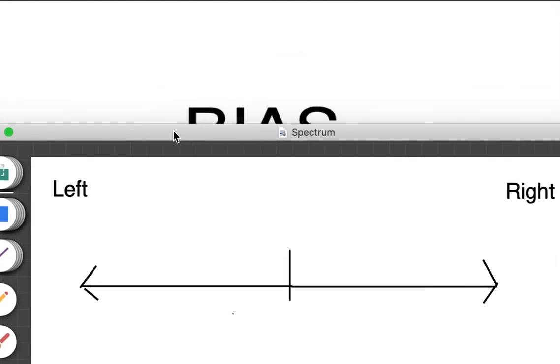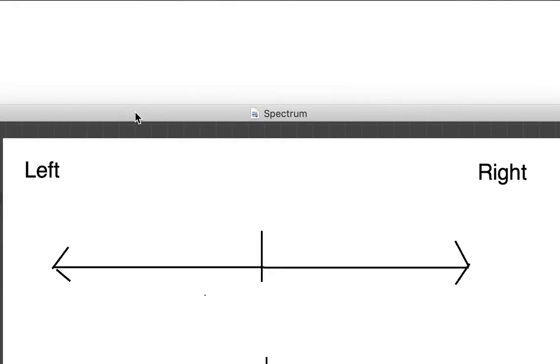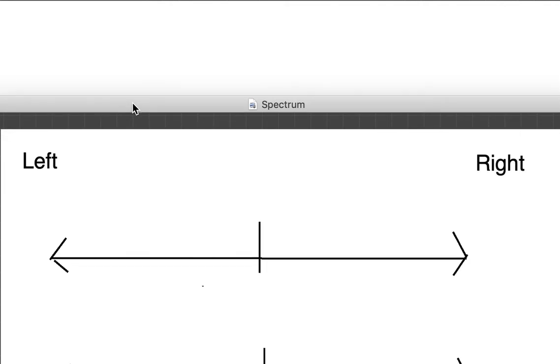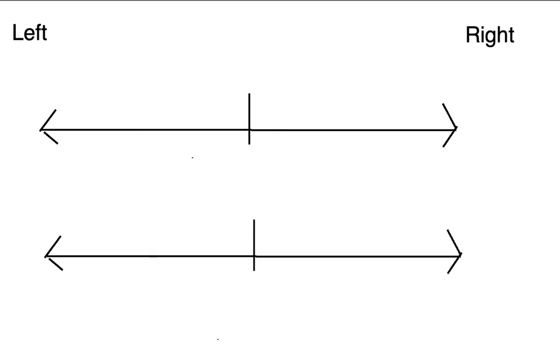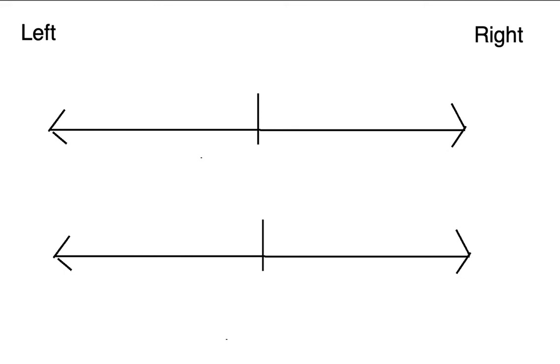Okay? So normally, when you see a scale like this to show the political spectrum, we have the left and the right. But really, when people are talking about the political spectrum, there's kind of two political spectrums that are collapsed into each other when we're talking about bias or the political spectrum. Okay, so I'm going to go over them with you.